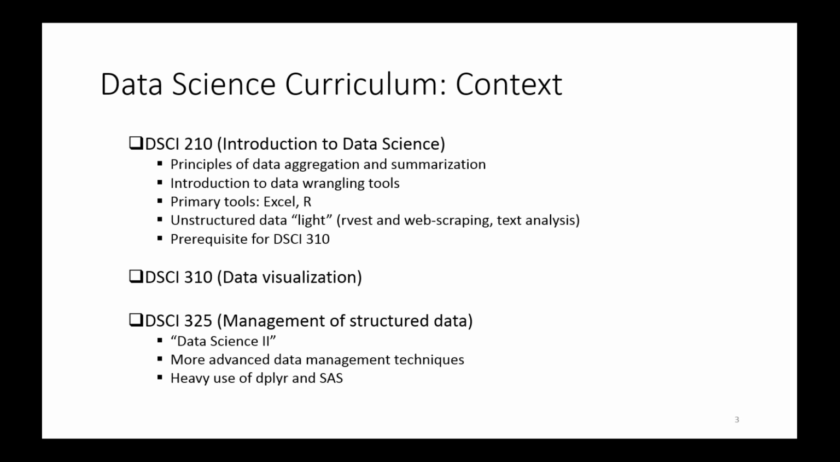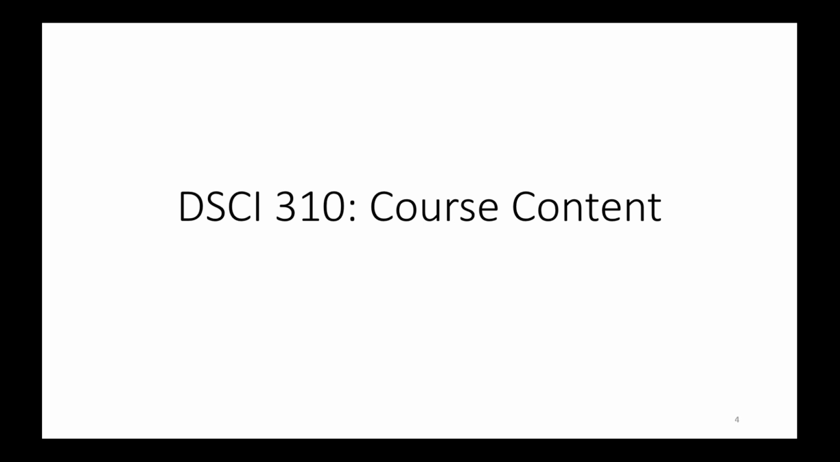So DSci 310 and 325 are more or less companion courses. One is not a prerequisite for the other. A lot of students take one without having had the other one. So that's a little bit of background into our DSci curriculum here, or at least these are the required courses. There are some upper level electives as well that are not required, but these are the meat of the curriculum here. So without further ado, more on DSci 310, data visualization.